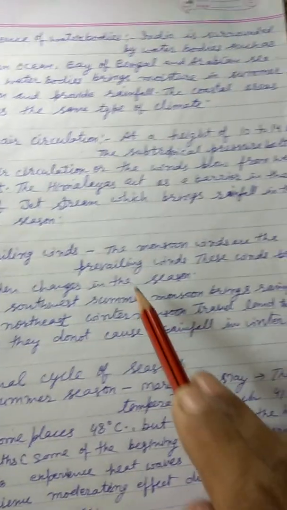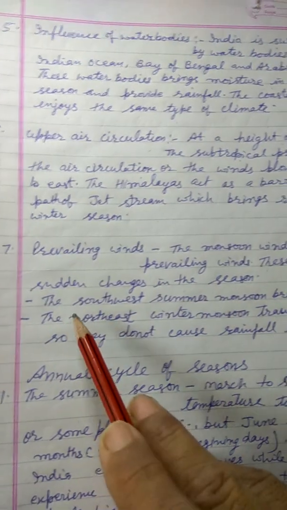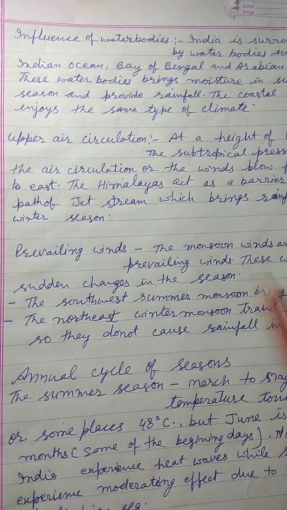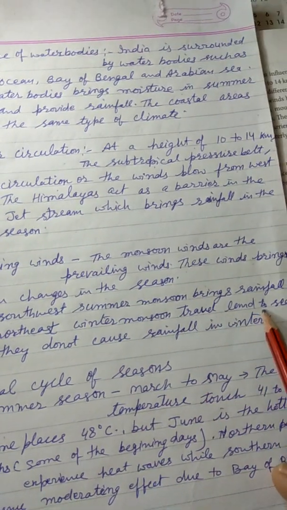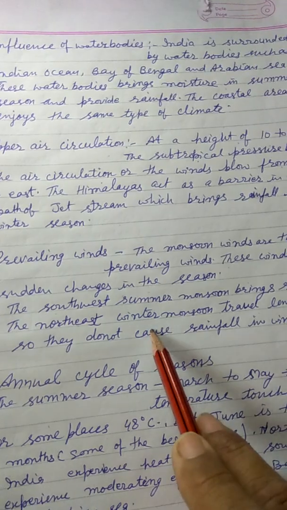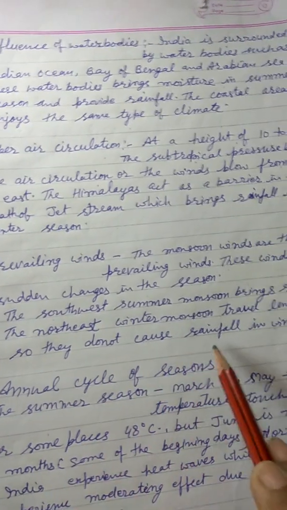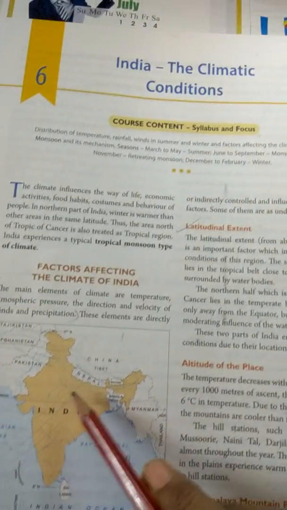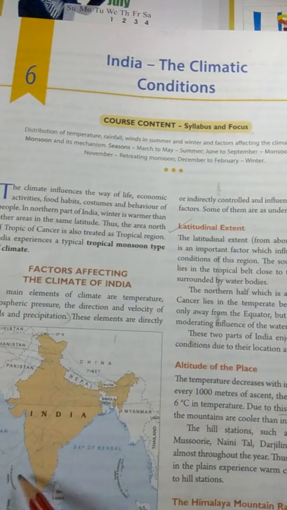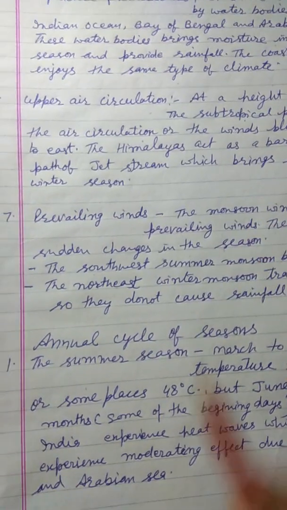Prevailing winds: the monsoon winds are the prevailing winds. These winds bring a sudden change in the season. The southwest summer monsoon brings rainfall. The northeast winter monsoon travels from land to sea, so it does not cause rainfall in the winter. That is the comparison I am giving, between the southwest and the northeast, the prevailing or trade winds.